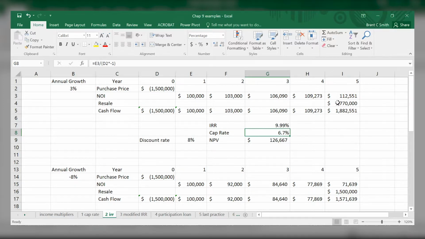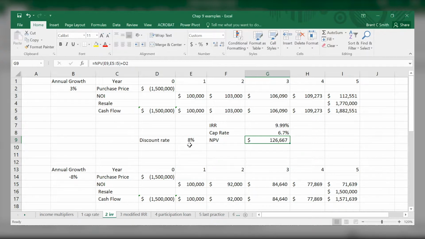In this case, it's given to us at 1770. Later on, you and I will estimate it with a going out cap rate. Lastly, on this illustration, we're going to determine or estimate the net present value of this project. That's right here. Recall that the discount rate that we're applying is 8%.